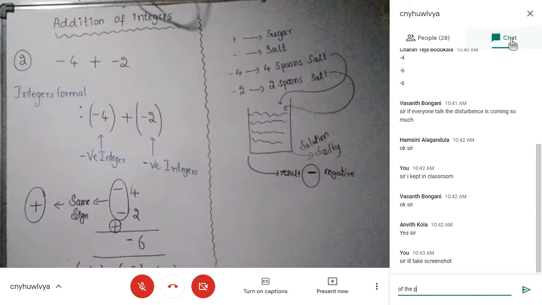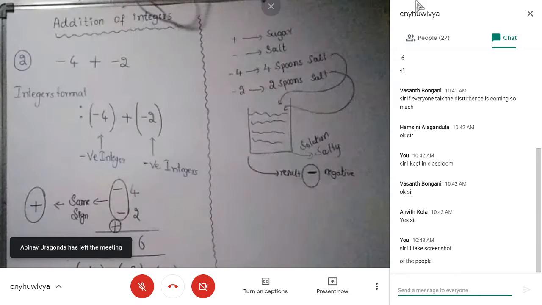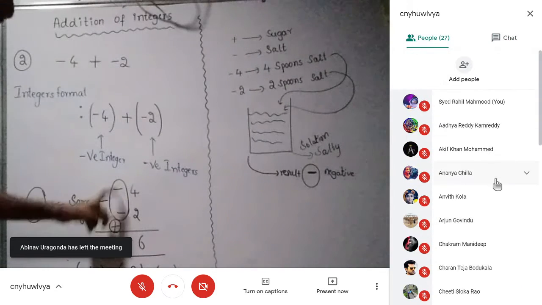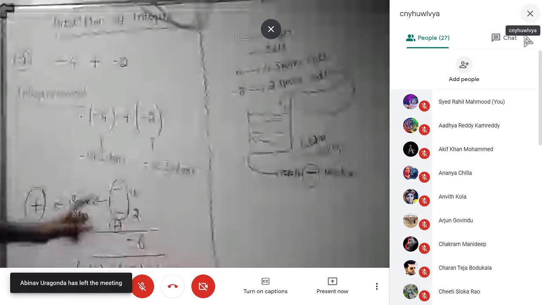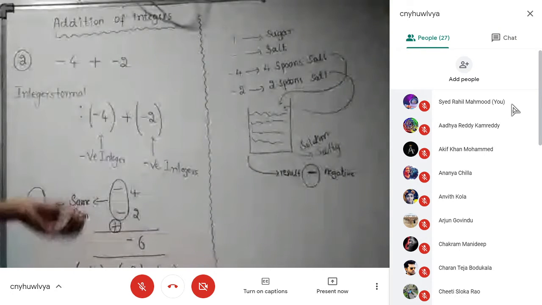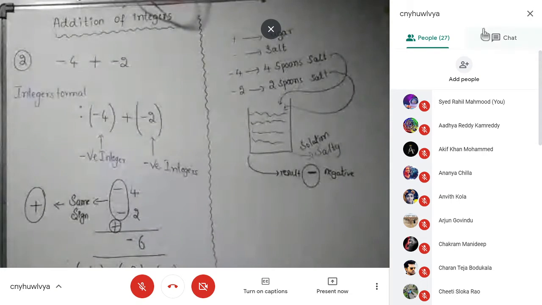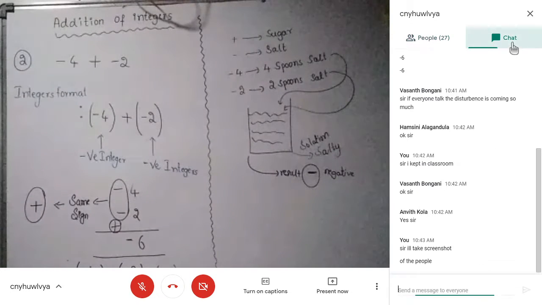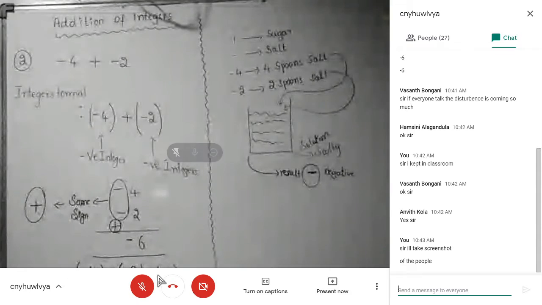So this is how we can add two negative integers. Whenever we have same sign, same sign means minus minus or plus plus, then we should do addition. If we have different sign, then we should do the subtraction. That's all. Different signs means subtraction, same sign means addition. Okay, so I think I can clear the board now.